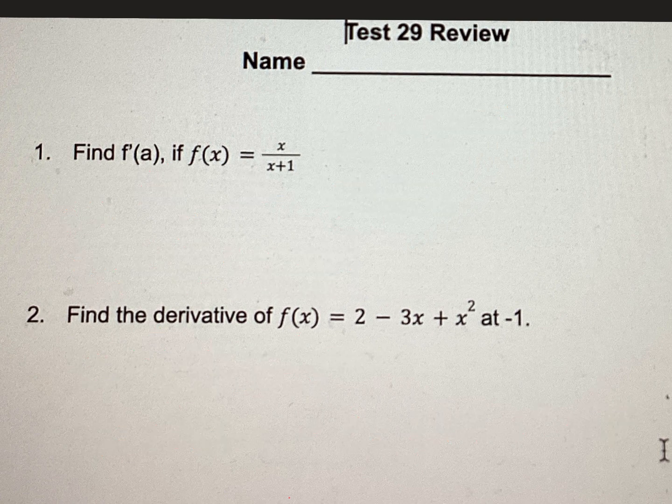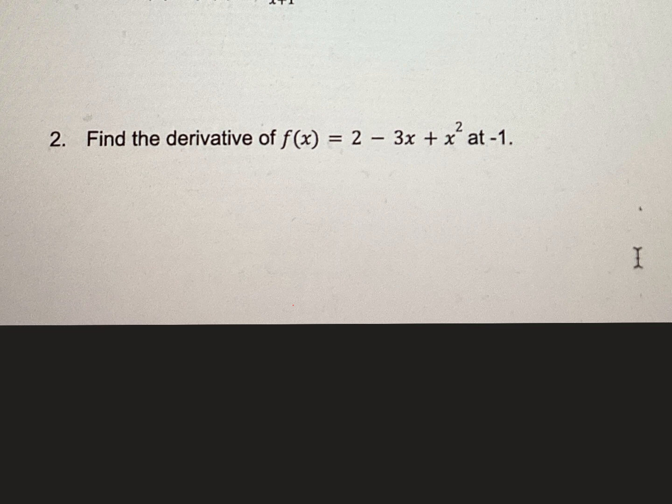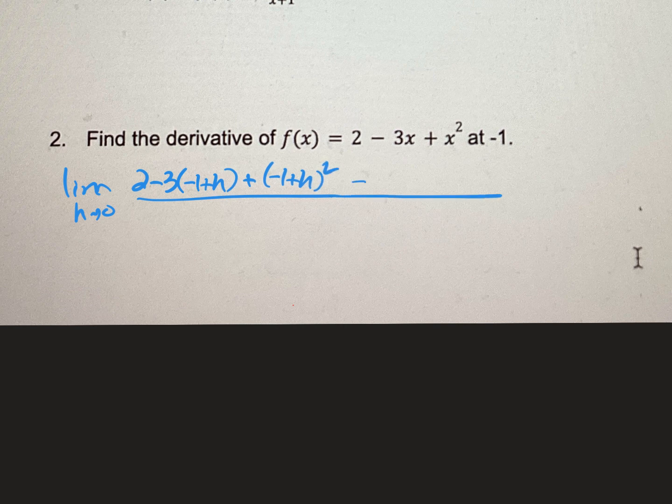Not too much. Okay, number 2, find the derivative at -1. Since we just did the formula up there, I'm going to go ahead and plug in the -1. The limit as h goes to 0 of 2 minus 3 times -1 plus h, I'm just putting the -1 plus h for the x's, plus -1 plus h squared. And then I'm going to plug in -1 and see what I get. If I plug in -1, I get 2 plus 3 plus 1, which is 6, so I get minus 6 right there.